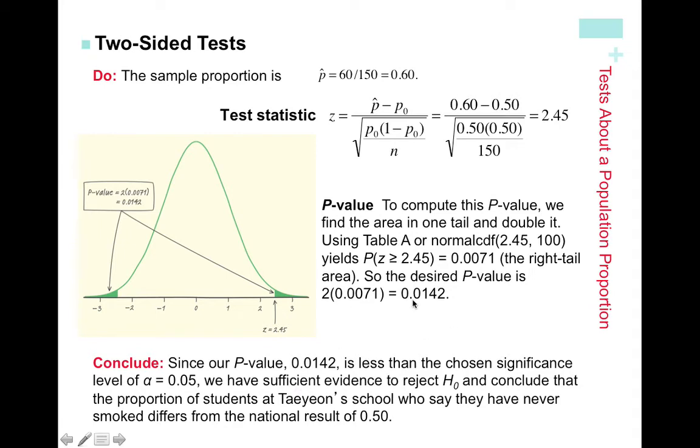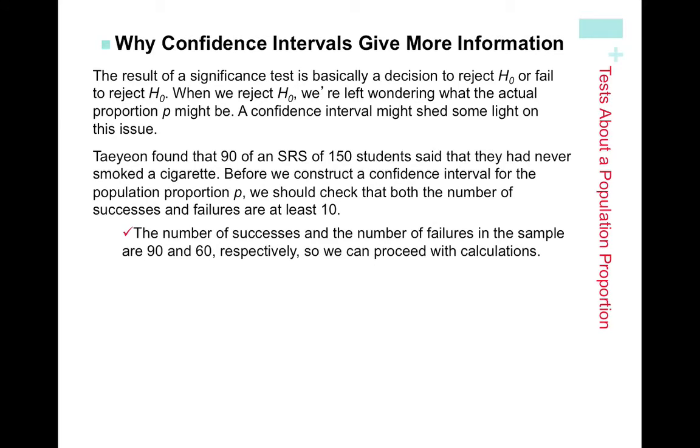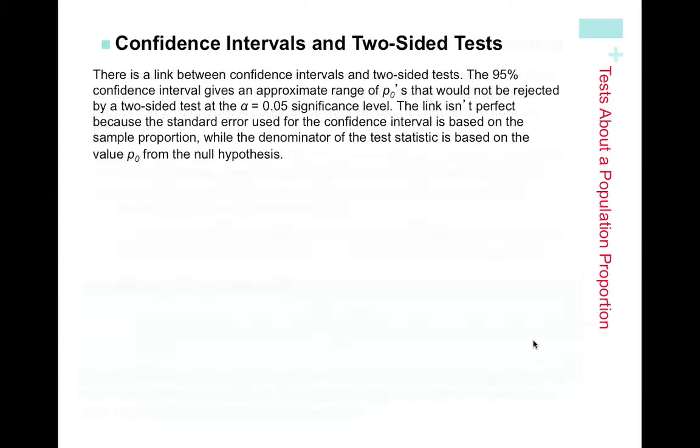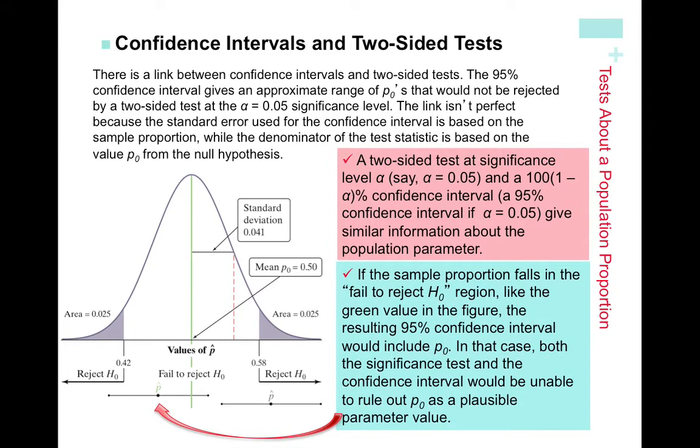And then the way that you write your conclusion, again, that's less than the chosen significance level. There is enough evidence to reject and conclude that, and you're just concluding in terms of the alternative. Another thing we talked about is how we can use a confidence interval to compare a two-sided test. What you can do is create the confidence interval, and if the number stated in your hypotheses is in that interval, then you would fail to reject. I'll leave this up here for a few seconds if you want to read it.